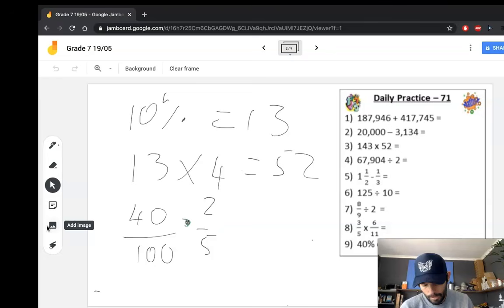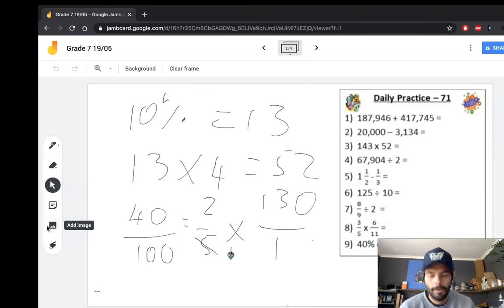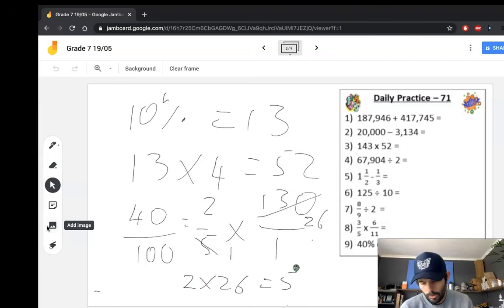multiplied by 130 over 1. Okay, we can simplify diagonally. 5 goes into 5 once and into 130, 26 times. So that's going to be 26. And then 2 multiplied by 26 equals 52. And you can see you get the same answer.